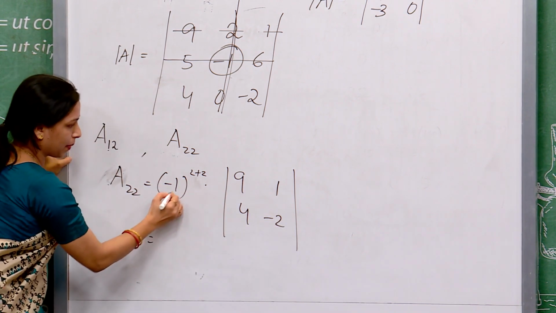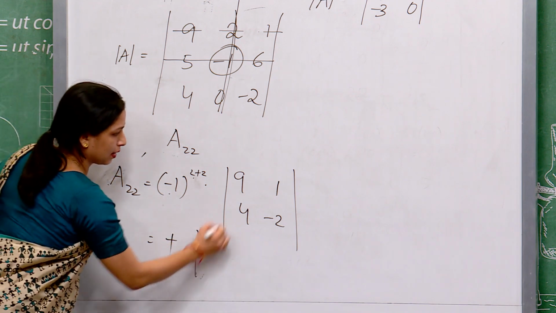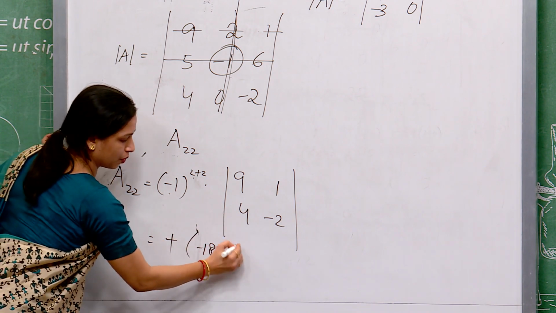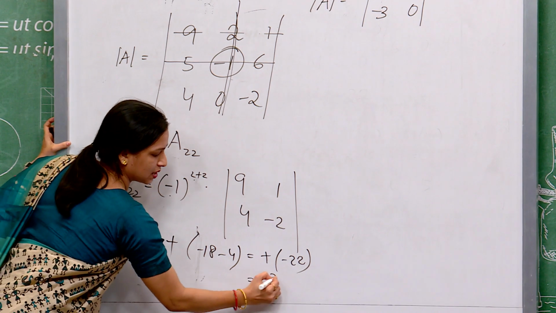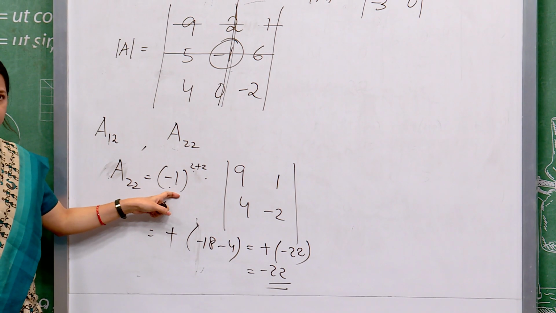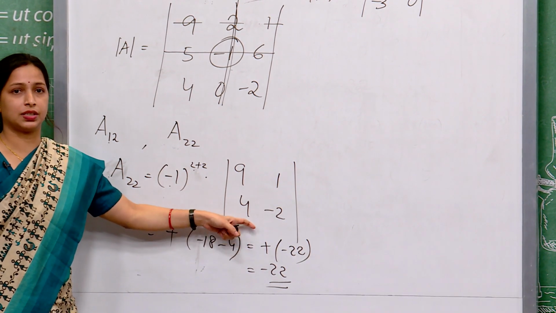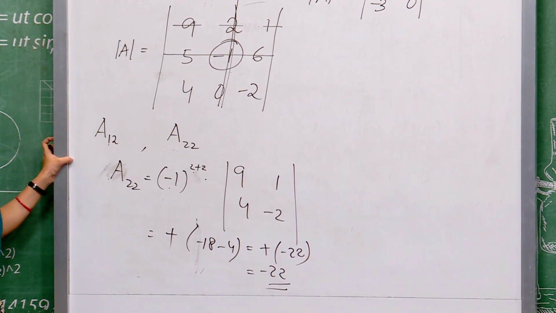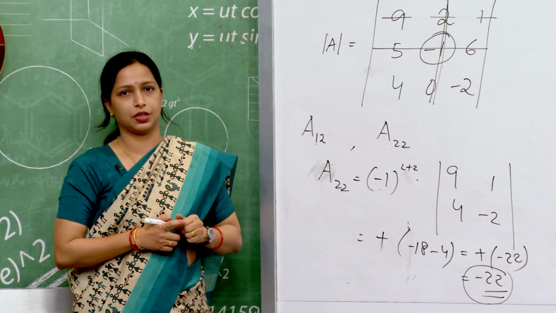What is the sign? Minus 1 to the power 4, plus, right, and the value we get is minus 18 minus 4, that is minus 22. So, the resultant is minus 22, right. Here we have directly used the formula, that is minus 1 to the power i plus j and the minor, the second order determinant that we have got using the element into consideration, right. So, this is how we find out the cofactors of order 3 determinants, right.